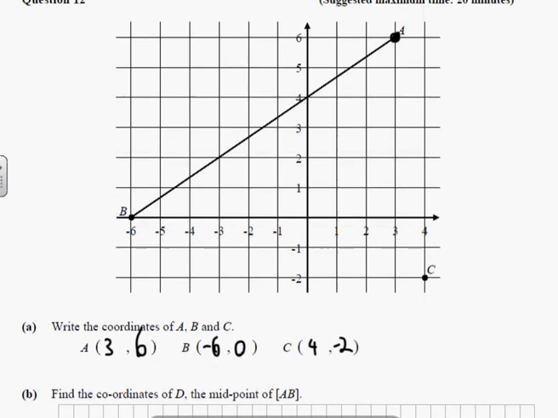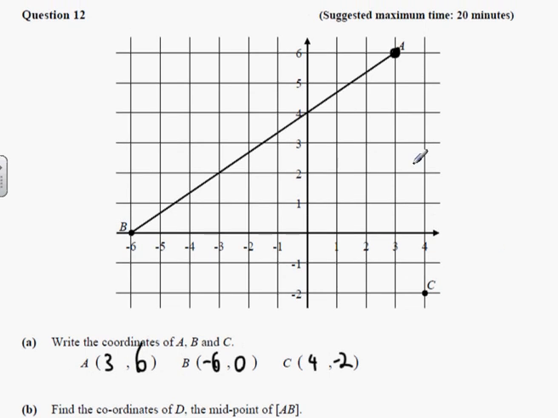The midpoint of AB. Now, there are some ways of doing this, right? You can do it this way. How many blocks do we go across? 1, 2, 3, 4, 5, 6, 7, 8, 9. 9 blocks across, so the midpoint will be 4.5 blocks across. And then how many blocks do you go up? 1, 2, 3, 4, 5, 6. So the midpoint will be there, minus 1.5, 3. Better off to use the formula, right? Formula, really easy to get marks on.